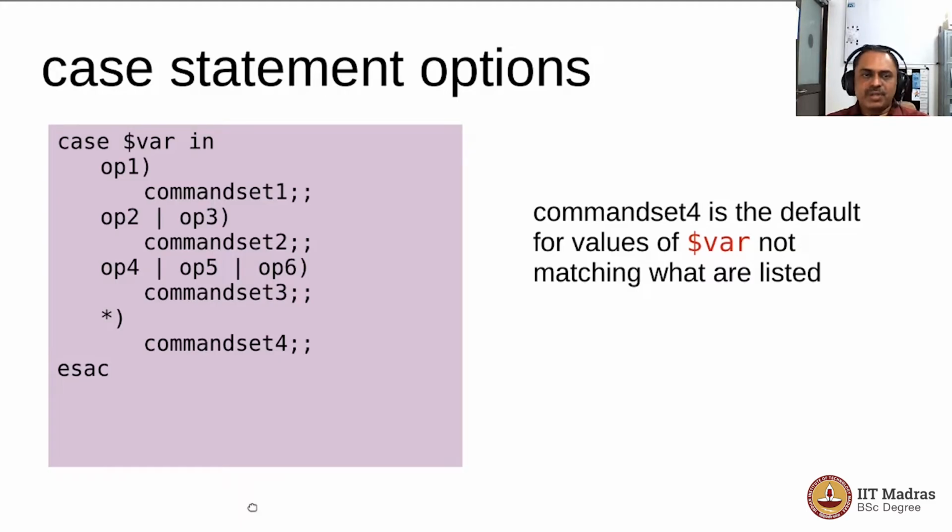In this example on the screen, if the variable matches the first option, then the first set of commands is executed. If it matches the second option or third option, then command set 2 is executed. If it matches either the fourth, fifth or sixth option, then command set 3 is executed. And if it does not fall into any of them, then by default command set 4 will be executed. Let us try this out using an example.